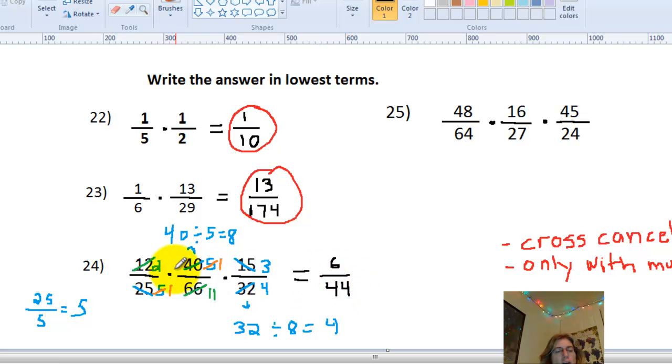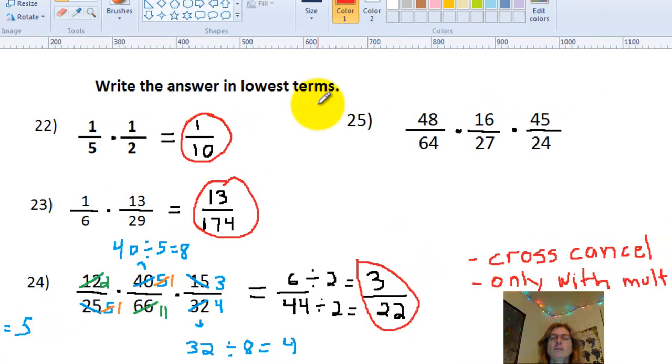Well, we can still go down one more time. Oh, and I missed that. I could have reduced again, 2 and 4. But I can do it this way. I can divide both of these by 2, and I will get 3 over 22, and that's my final answer.